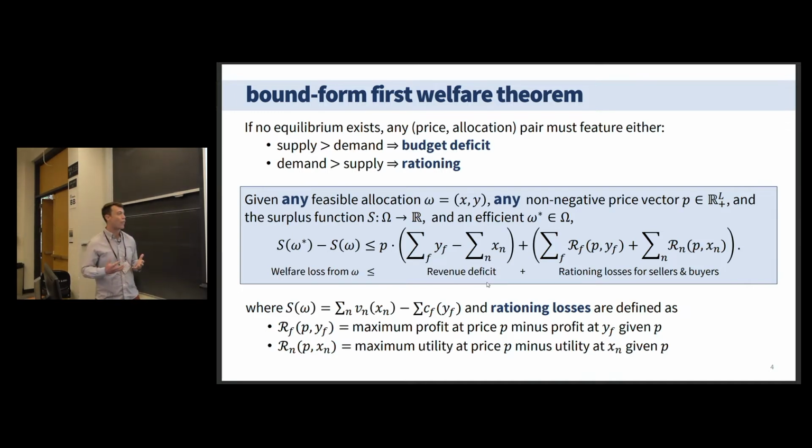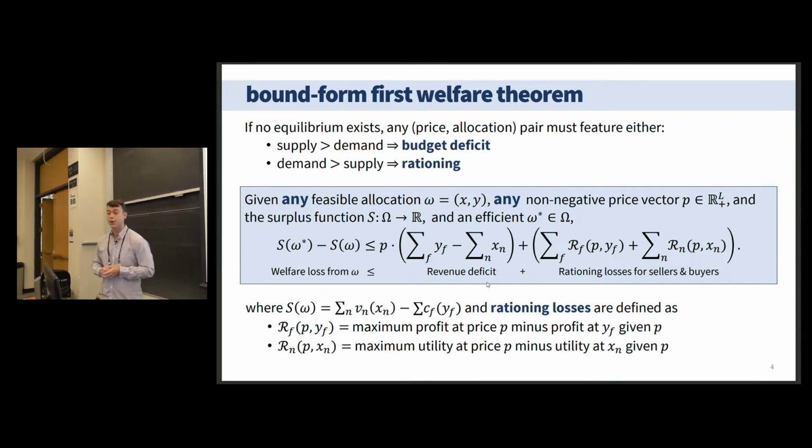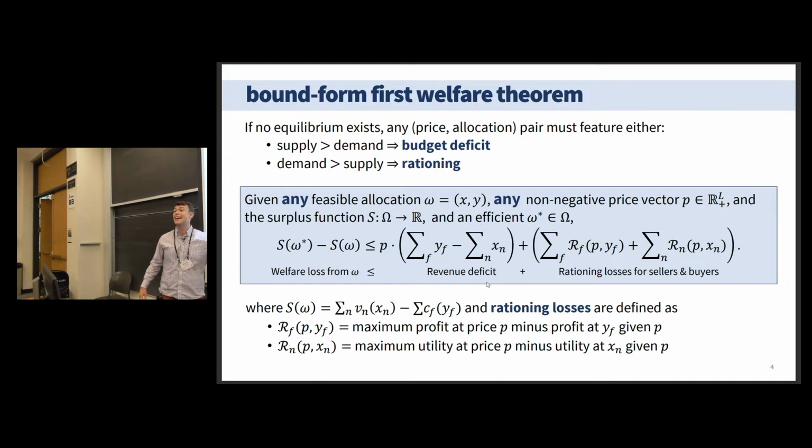So what do I mean by rationing losses? An agent's rationing loss we define as the difference between the maximum payoff that an agent could get given a price. So you could ask a buyer, given the price that you're facing, what would be your best bundle and what would be your utility at that price, minus the payoff they get at the allocation given the price. So we've given them a different allocation, and we subtract off the utility that they obtain at that allocation given those prices.